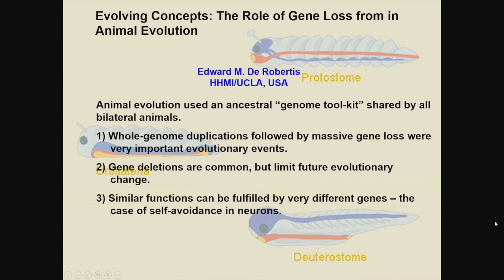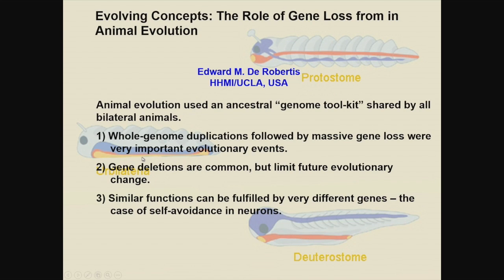So I'm going to try to tell you about the role of gene loss in animal evolution. And we'll talk about animal evolution, that in bilateral animals used an ancestral genome toolkit that is shared by all bilateral animals. And I will tell you three things.